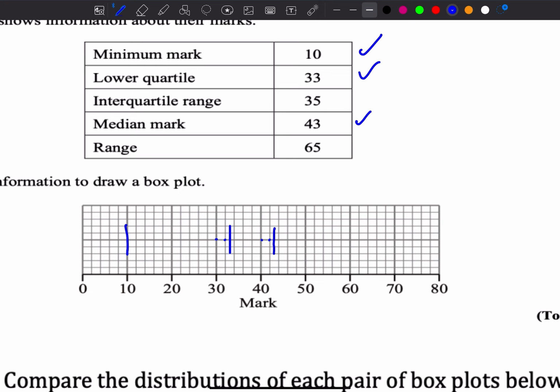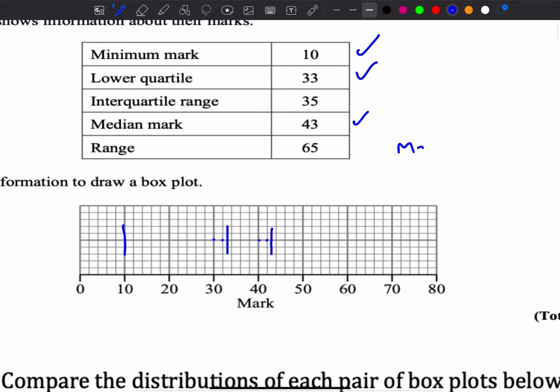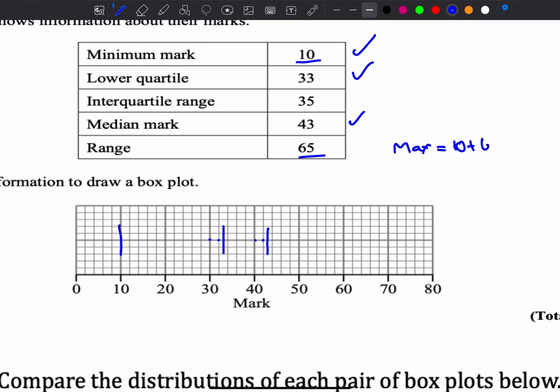That's it. Okay, then you want the highest number, the maximum, which is your minimum add your range, which is 10 add 65, that's 75, your maximum. Then you need your upper quartile. Upper quartile is your lower quartile plus your interquartile range, isn't it? 33 plus 35, which is 68.